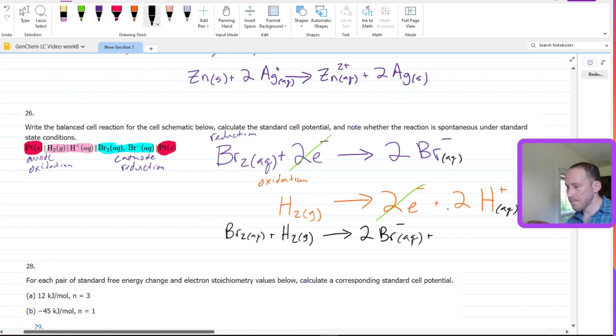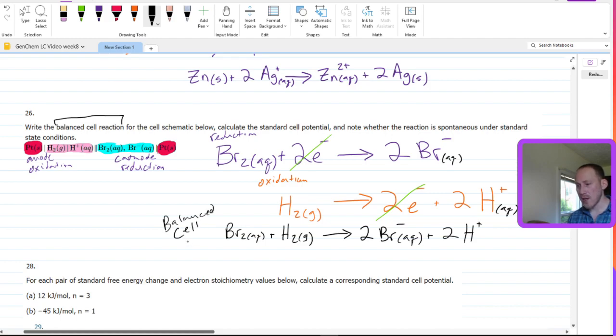And 2 protons. Okay, so those are the 2 half reactions. There is our balanced cell reaction. This is it. This is the balanced cell reaction. Turned out it took 2 electrons.